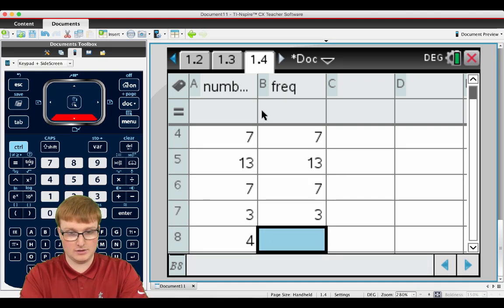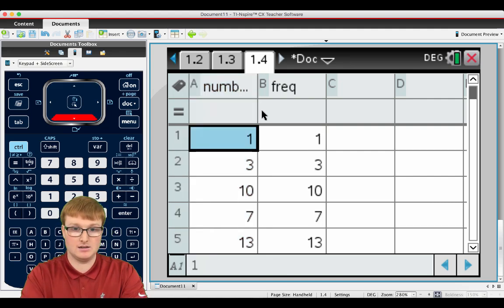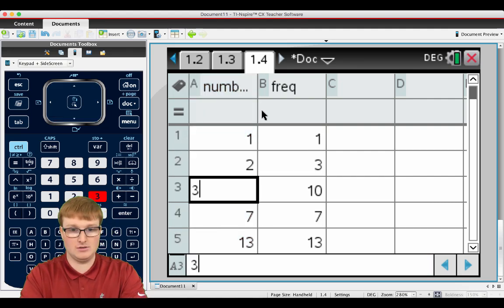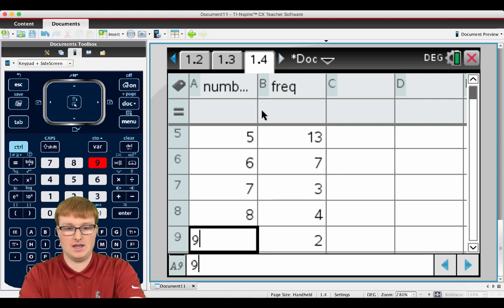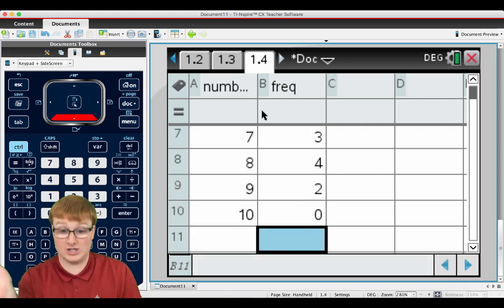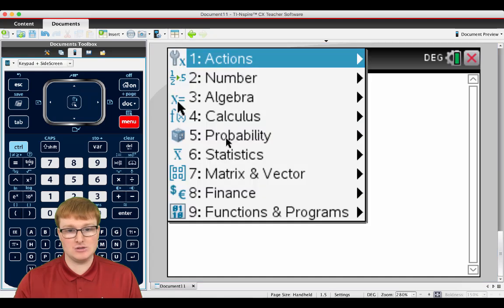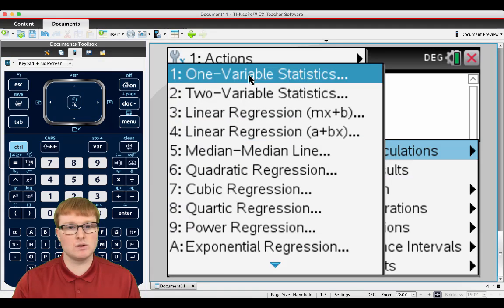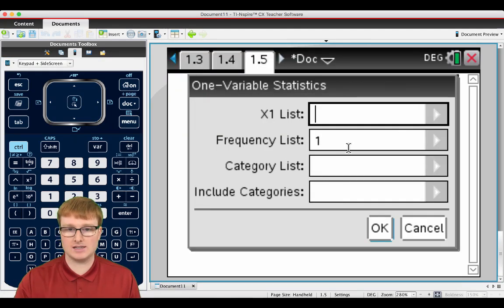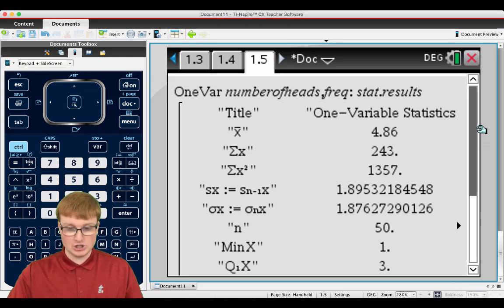I'm copying this over real quick. This should just be 1, 2, 3, 4, 5, 6, 7, 8, 9, 10. Oh, make sure you put in 0 for 10 or else you get the whole question wrong. So just make sure that you put in 10 as well. So do control doc, add a calculator, menu, statistics, stat calculations, one variable statistics, click OK. Your X list is number of heads, your frequency list is the frequency, and we have this information.